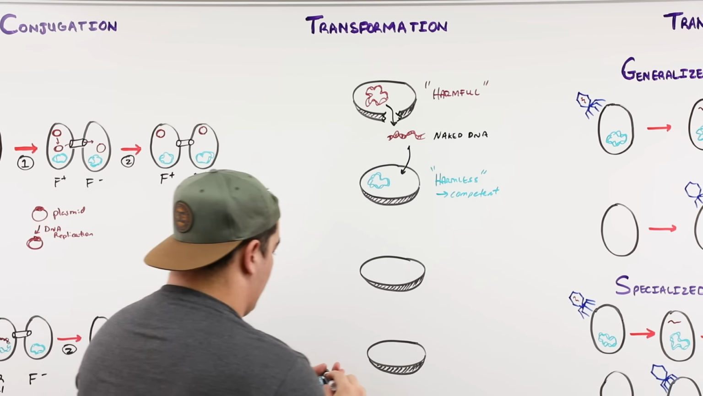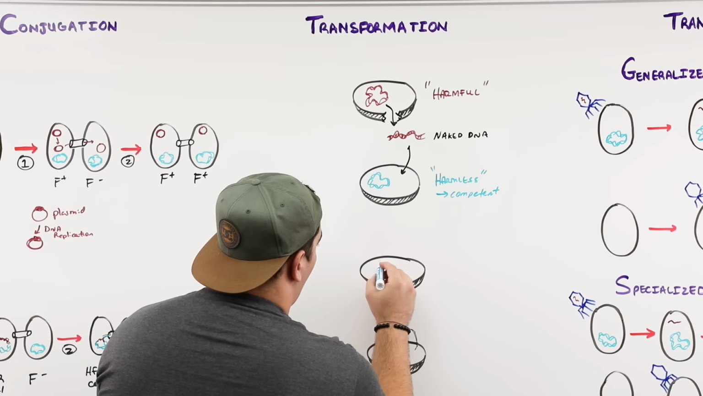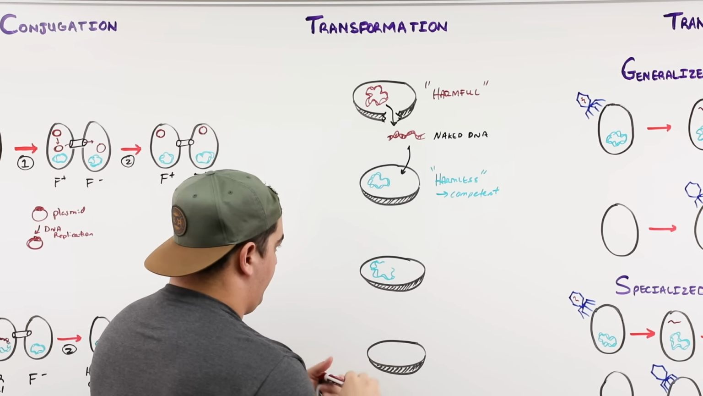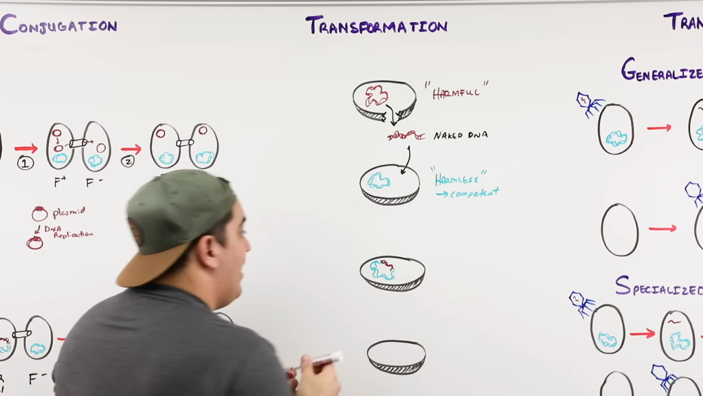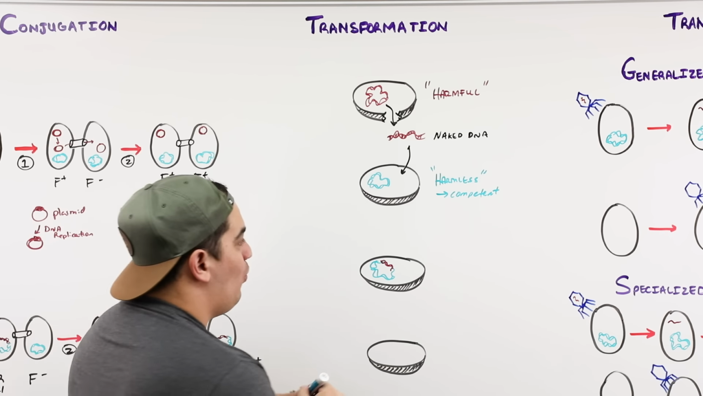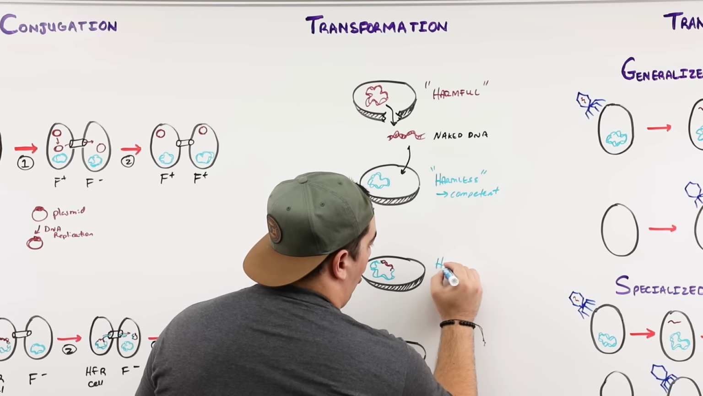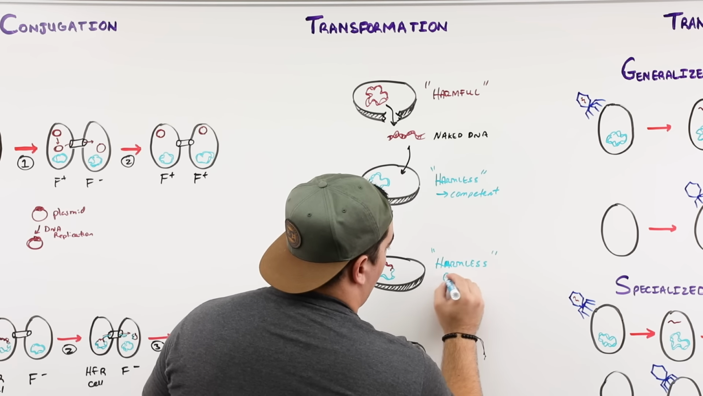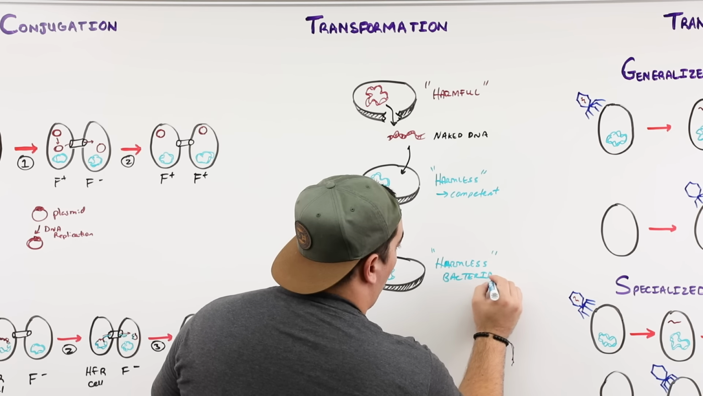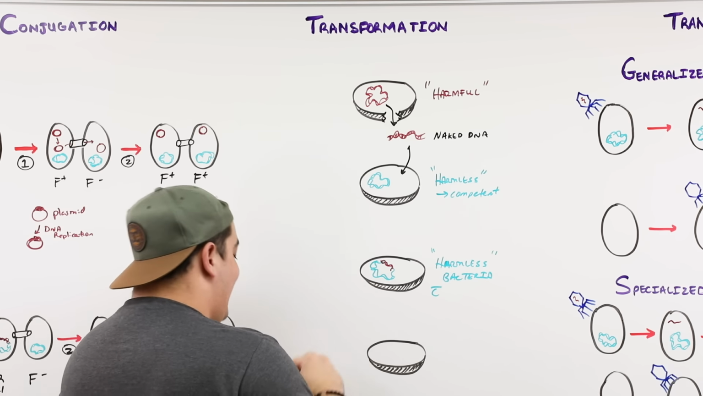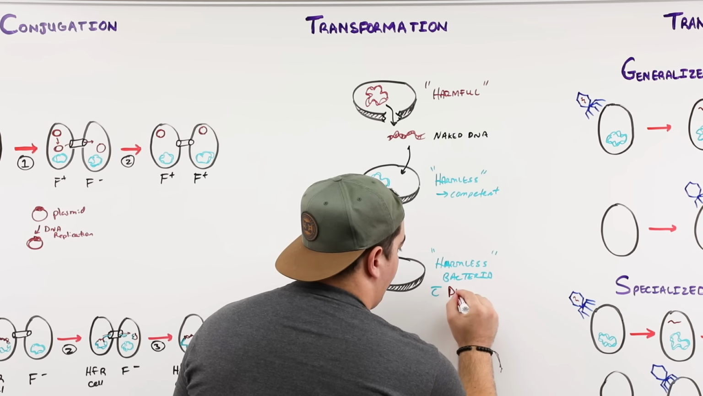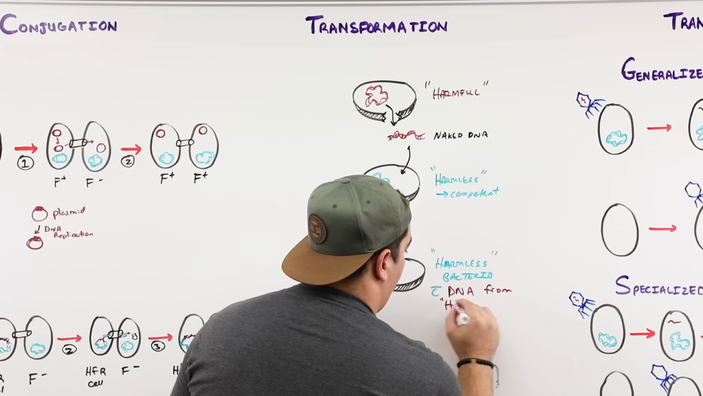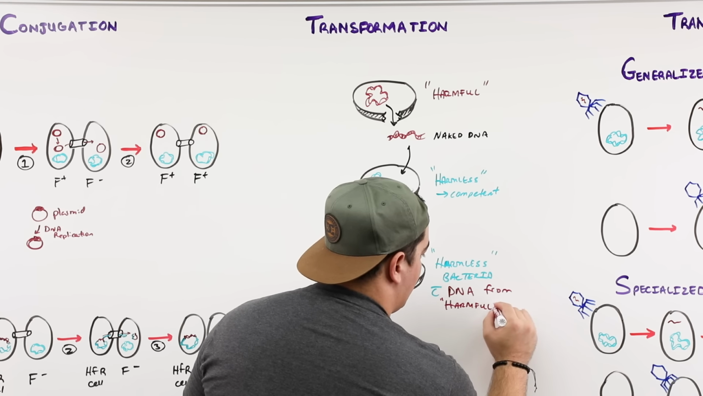So what would that look like as a result? As a result, you may have something like this. Now I have a bacteria which was previously a harmless bacteria, but now with DNA from harmful bacteria. You're like, why is this important, Zach?